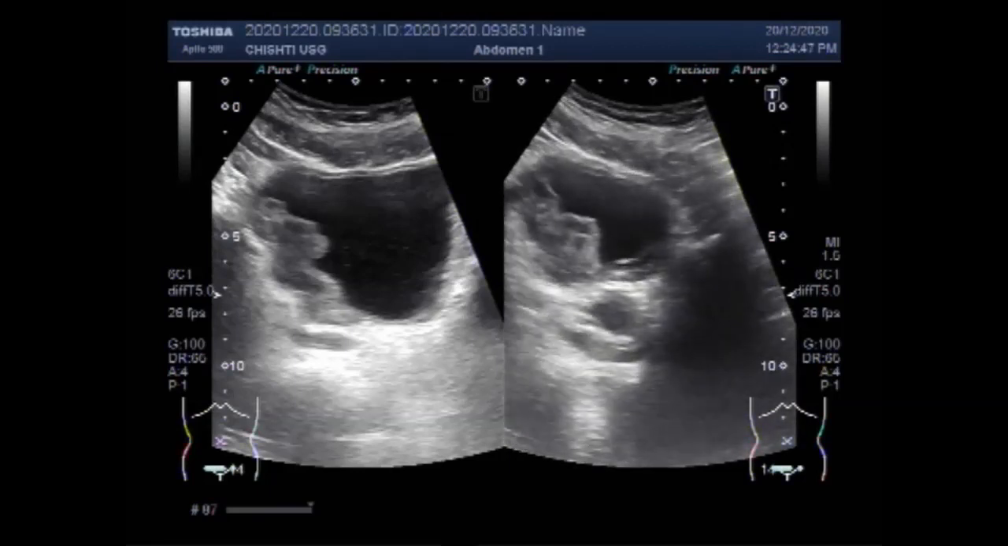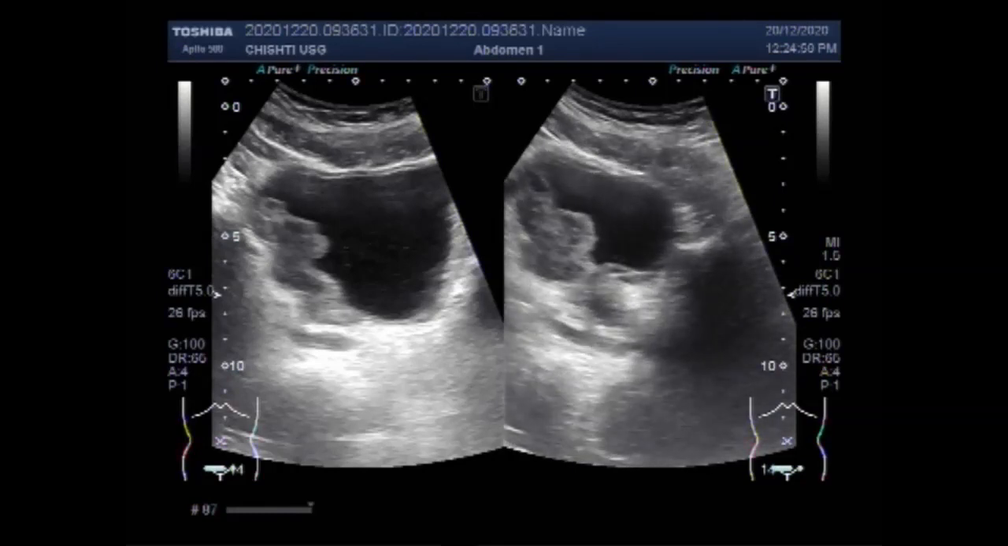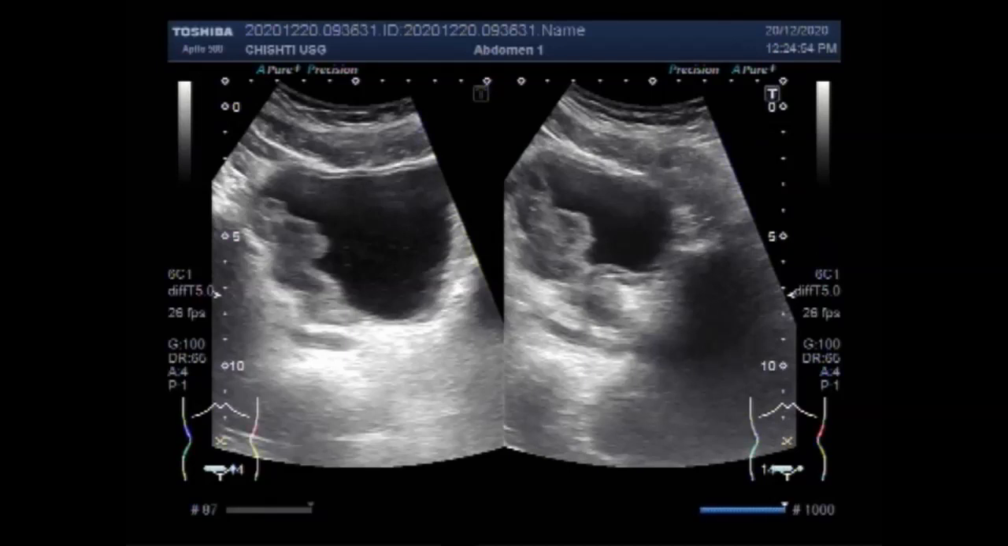Again, you are seeing the urinary bladder and the mass, and the mass is attached to the left lateral wall of the urine-filled urinary bladder and the adjacent area of the base of the urinary bladder.